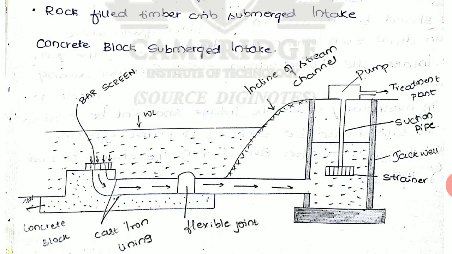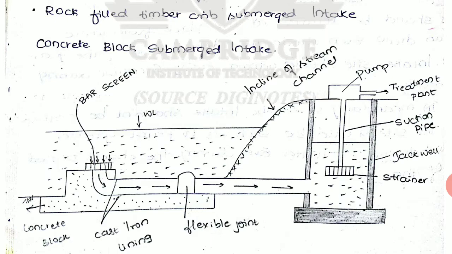You can see on the left side, the water column is there in the river channel, and below, the dotted line shows the sand bed. In the sand bed, the intake pipes are installed or laid down, and at the mouth there is a bar screen. The bar screen is provided to filter the physical impurities present in the river water.